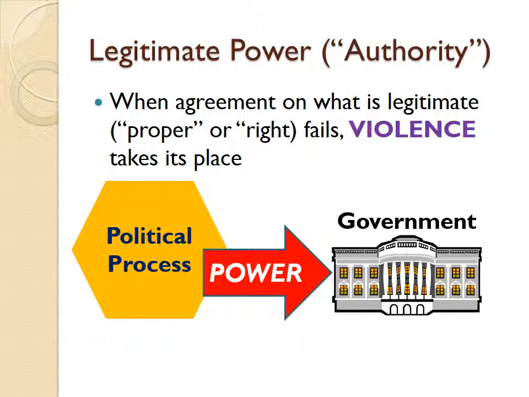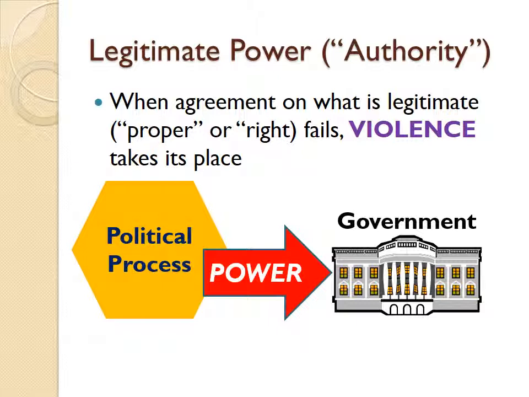So let's talk a little bit more about this idea of legitimate power or authority. We already talked about politics giving power to a government and that causing the government to actually exercise what's called legitimate power, to have this authority. But sometimes we have a situation where there's no agreement on what is legitimate. There's no agreement on who the political process should be giving power to, which government, which system, or which organization should get it, and how they should exercise it.